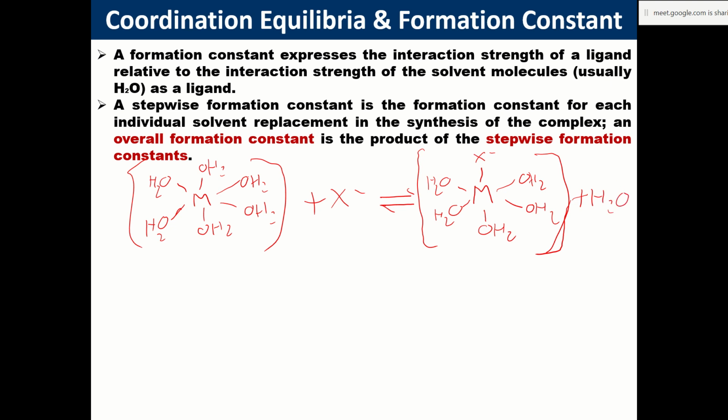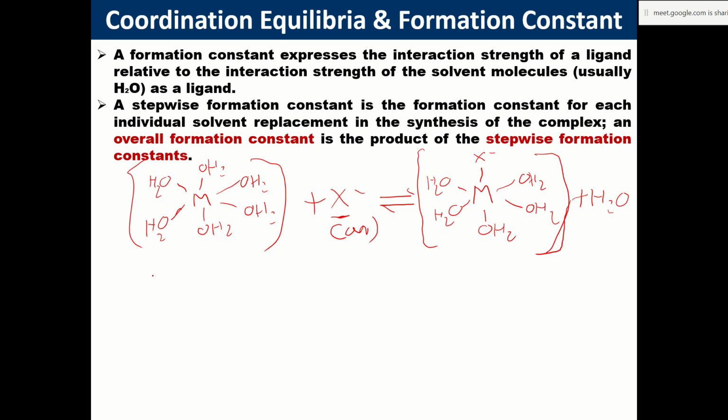Again you will write, so X minus, which was here in the same water solution, is now replacing the water H2O as a ligand in that. So this will happen only if X minus forms a stronger bond. Then this reaction will go in the forward direction, and more of this complex is formed.